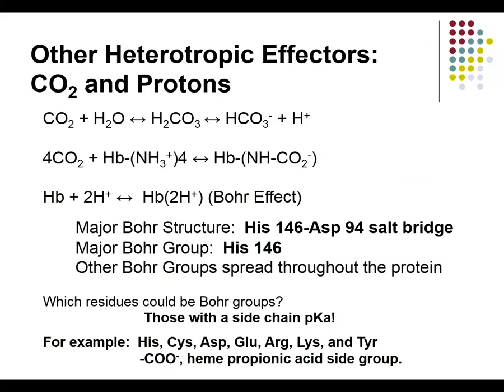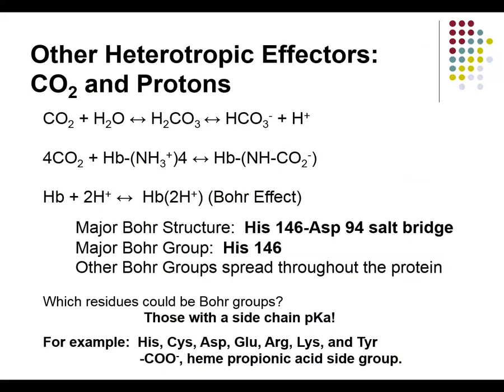These Bohr groups could be several different amino acids, all of which have their pKa slightly adjusted by the 2 quaternary structures that are present in hemoglobin. Now, the candidates for the Bohr group are the same candidates for any particular amino acid that can act as a buffer. That is, they have to have a side chain that can exchange a proton. This limits the potential Bohr groups to histidines, cysteines, aspartic acids, glutamic acids, arginines, lysines, and tyrosines, or the propionic acid side groups of the heme. So all of these are potential Bohr groups.